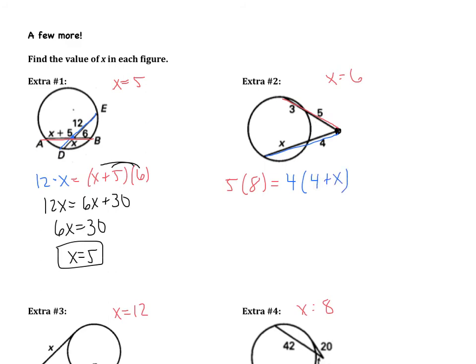Simplifying, 5 multiplied by 8 is going to be 40. When I distribute my 4 on the right side, I get 16 plus 4x. Subtracting 16 from both sides, I get 24 equals 4x, and then x equals 6.